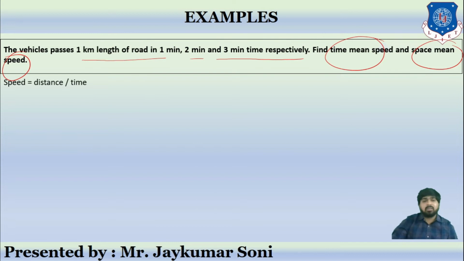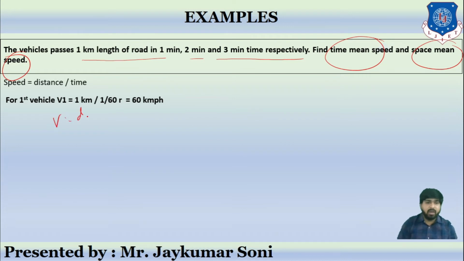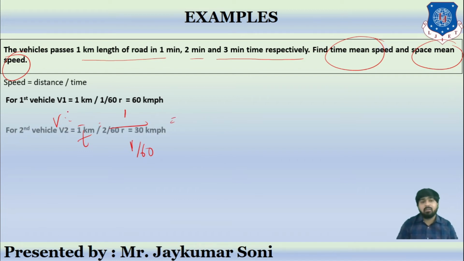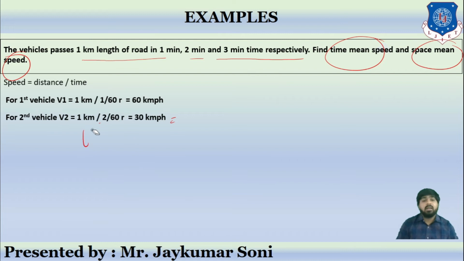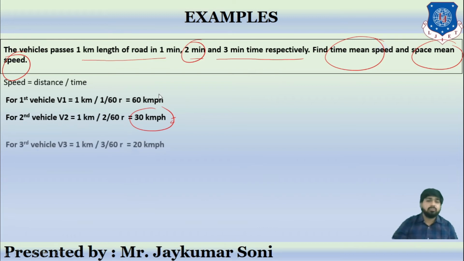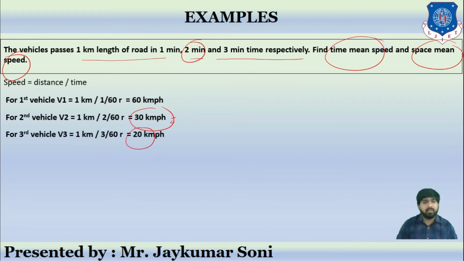We know that speed is equal to distance by time. If we take the first vehicle, then V is equal to d by t. D is 1 kilometer, and t which is given over here is 1 minute. So we have to convert it into hours, so it will be 1 by 1 by 60. So the speed for the first vehicle will be 60 kmph. Then the second will be 30 kmph because that is 2 minutes. Then comes the third, that comes to 20.